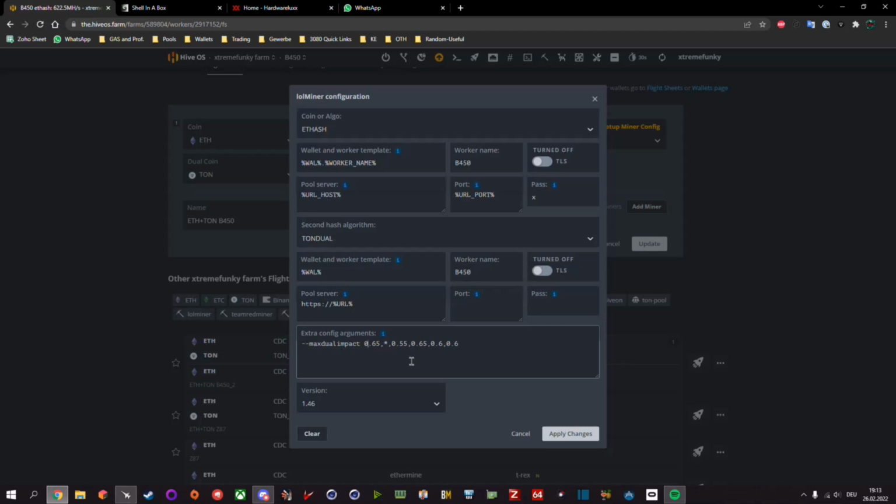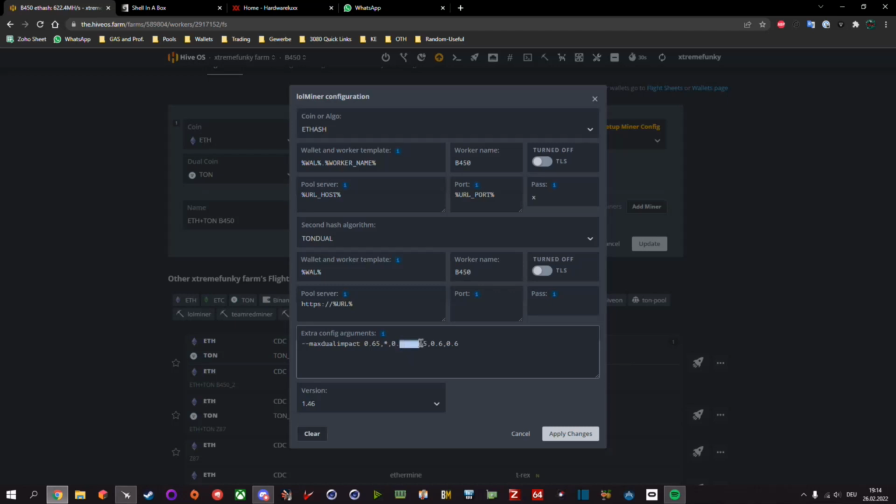So if it's at 2.7 gigahashes, you want to start with 0.65, like the first card here, then it should be close to 3 gigahashes. If it's only 100 megahashes away, you want to put it like 0.55. And that's also basically the next sweet spot. You can't really push it beyond 3 gigahashes on TON without losing too much in Ethereum, but you can push it to around 3 gigahashes without losing much in Ethereum.